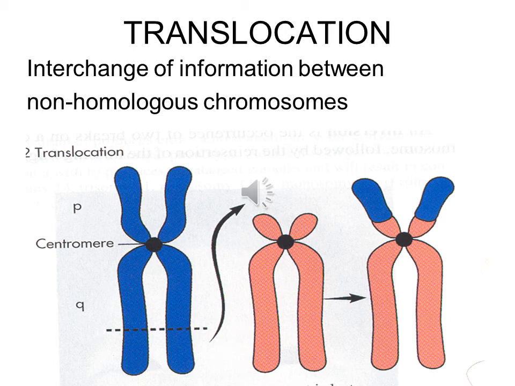Translocation will introduce genetic variety. It may cause abnormality in children, or it may not. It depends on how much material is exchanged. If this break happens near the centromere and the long arms fuse together, we can get Robertsonian translocation, which we're going to see in the next slide.